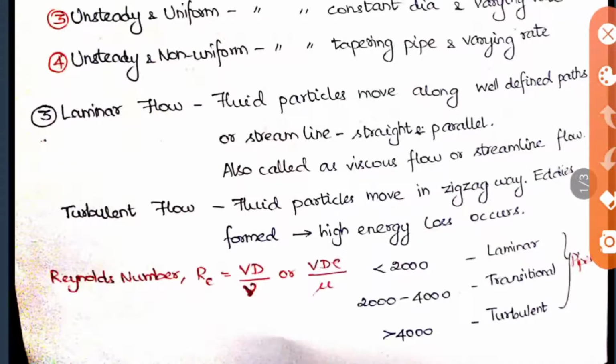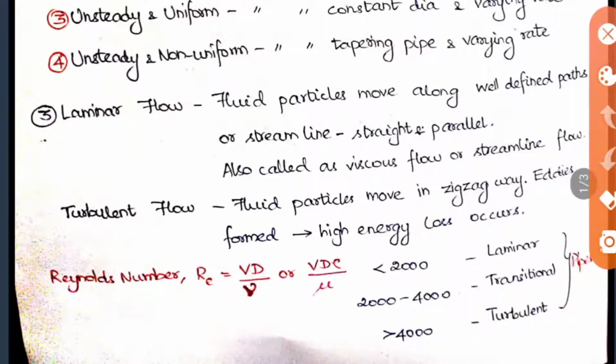And the third one is the laminar flow and turbulent flow. So this we know already. Laminar means the fluid particles move along well-defined paths or streamlines. So it will be mostly straight or parallel. We will be seeing what a streamline is in detail. So this is also called viscous flow or streamline flow, that is the laminar flow.